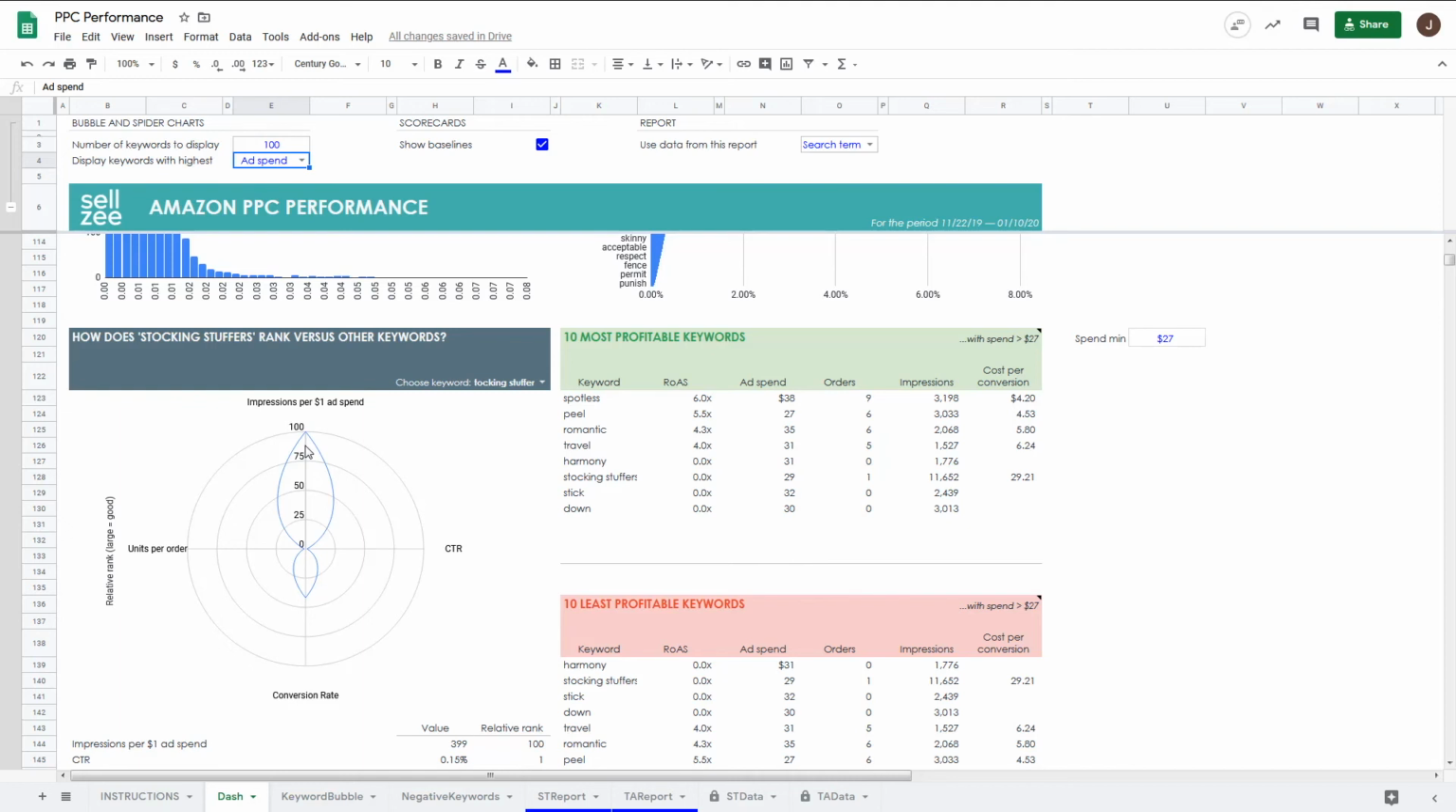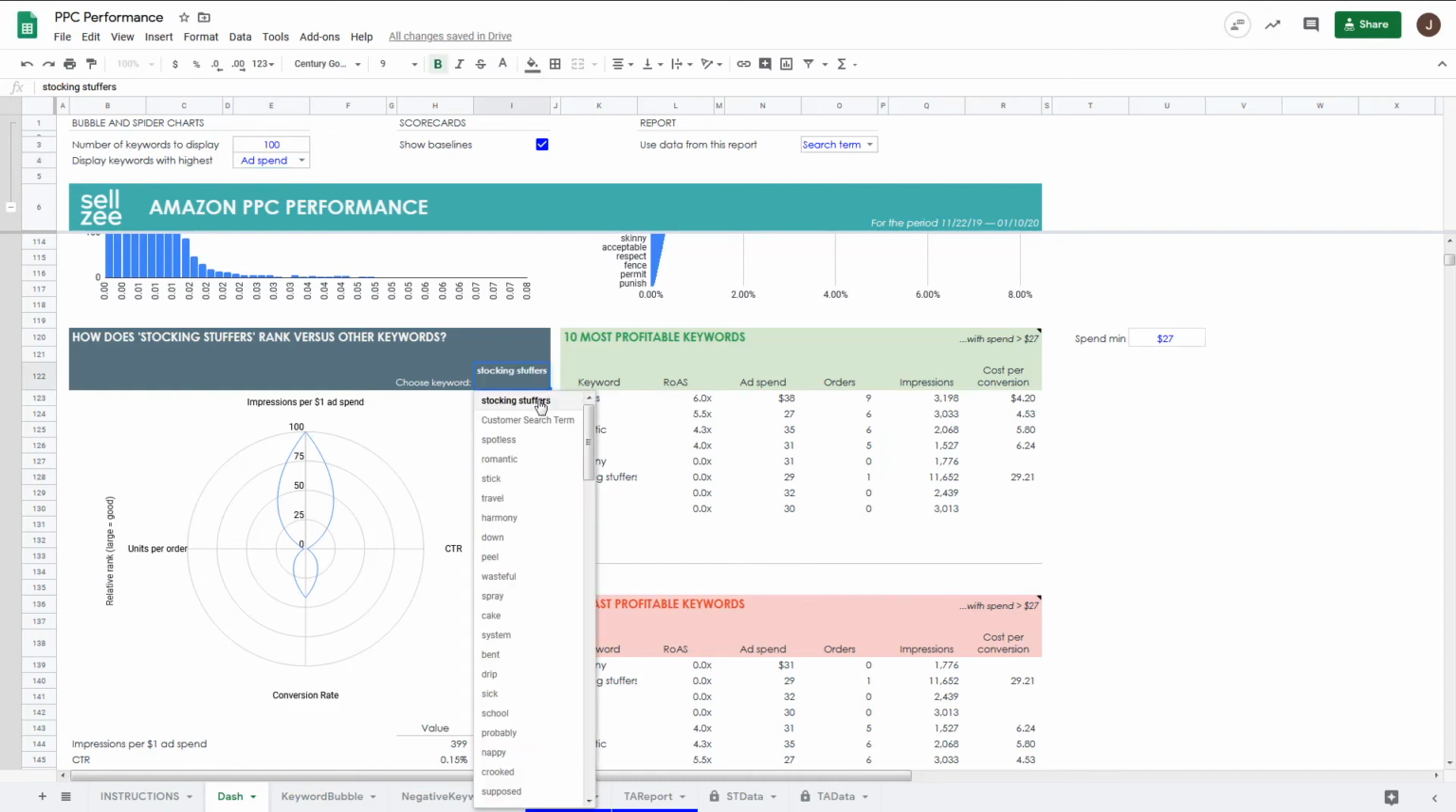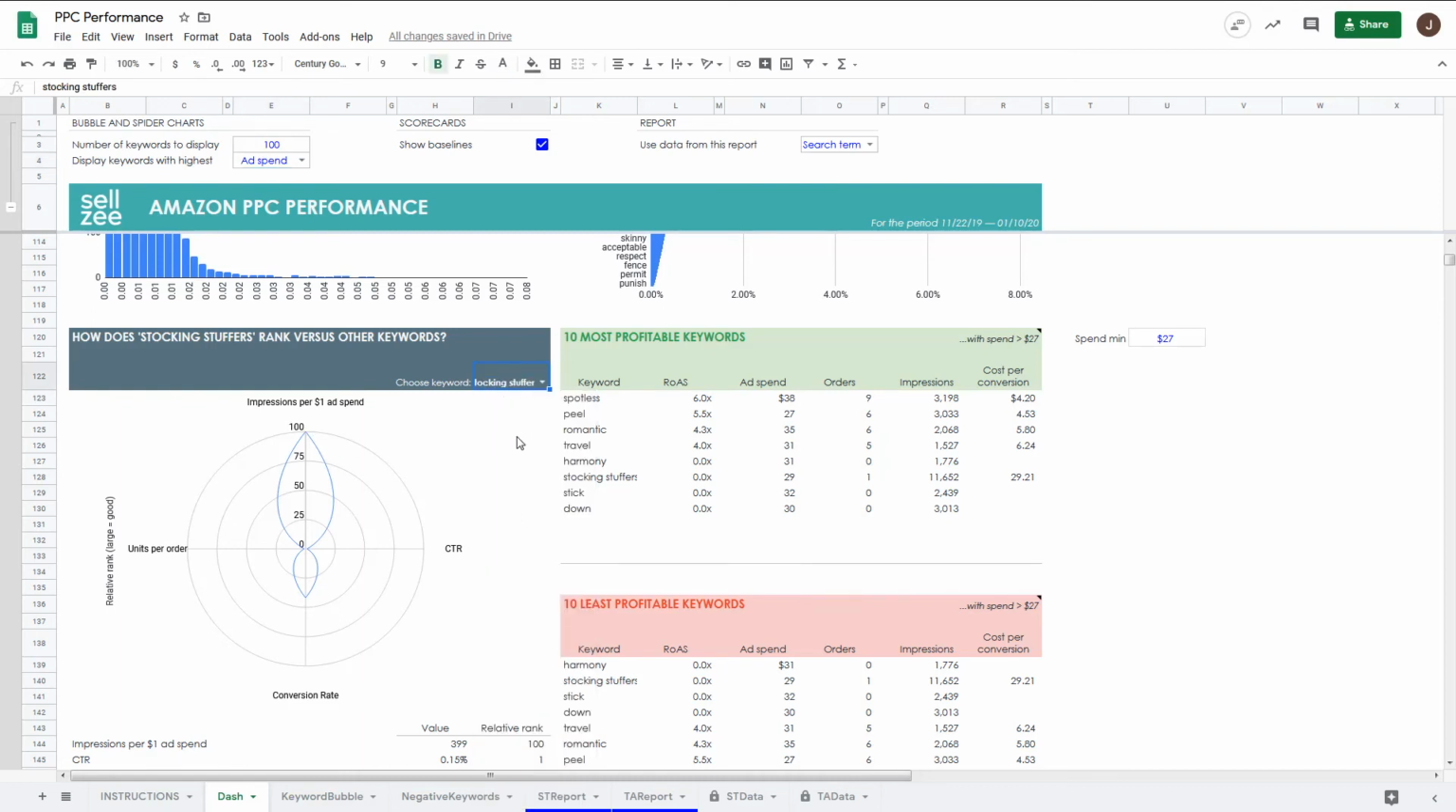But of course, a high number of impressions is only going to help you if you have healthy clicks and conversions too. So it's best not to think about these individual corners of this circle on their own, but rather think about the outline of all 4 points as the fingerprint of the keyword. So for example, let's take a look at this keyword. Oh, we already have it loaded here. Stocking stuffers.